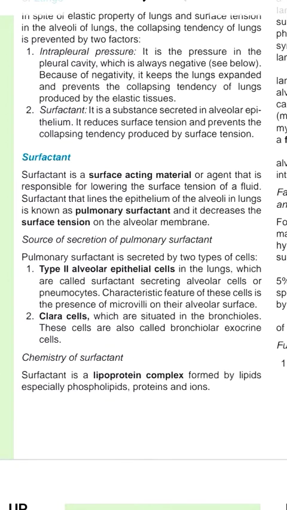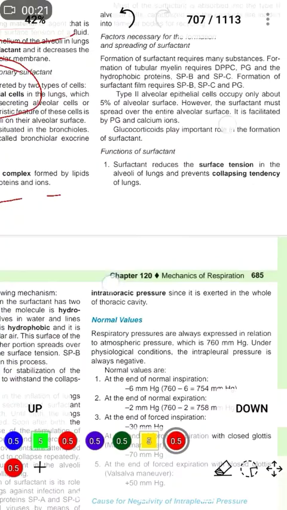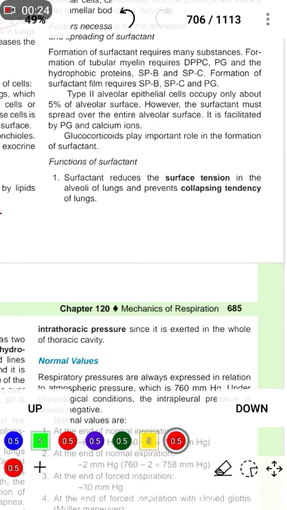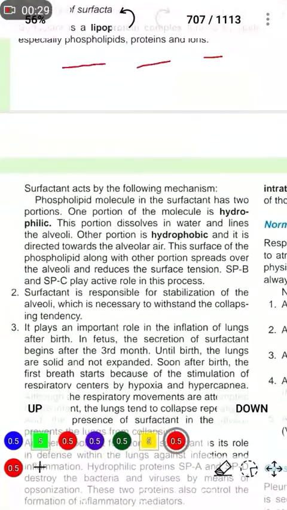So here you are seeing the surfactants. The definition: surfactant is a surface-acting material which helps lower the surface tension of the fluid. It is mainly secreted by the type 2 alveolar epithelial cells. Surfactant mainly contains phospholipids, proteins, and ions. Okay, so the functions: it prevents the collapsing tendency of the lungs, and it helps in stabilization of the alveoli, and is necessary to withstand the collapsing tendency, the same that we saw above.